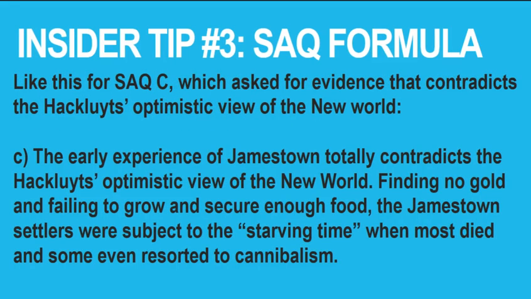Here's an example. Let's say there's an SAQ asking for evidence that contradicts the Hakluyts' optimistic view of the New World. Remember the Hakluyts, Richard Hakluyt and his cousin Richard Hakluyt. They're talking about how great the New World is, and in one policy paper they talk about how the New World is like the Garden of Eden. There's all this stuff there that people can get, that can be self-sufficient, etc. So let's say one of the SAQ parts asks for evidence that contradicts the Hakluyts' optimistic view. Here's what this savvy student wrote: the early experience of Jamestown totally contradicts the Hakluyts' optimistic view of the New World.